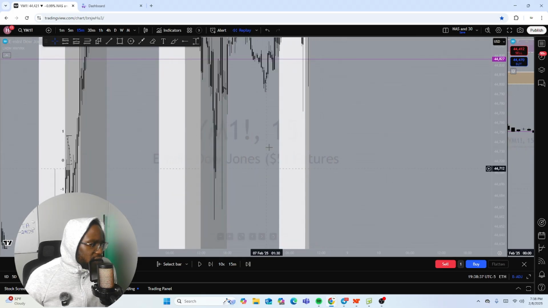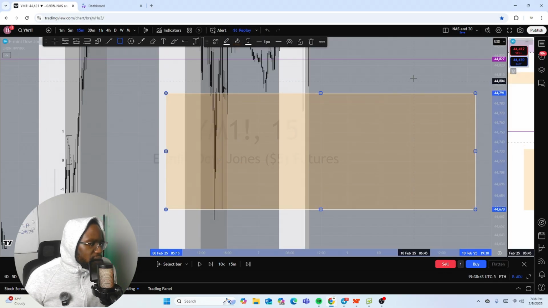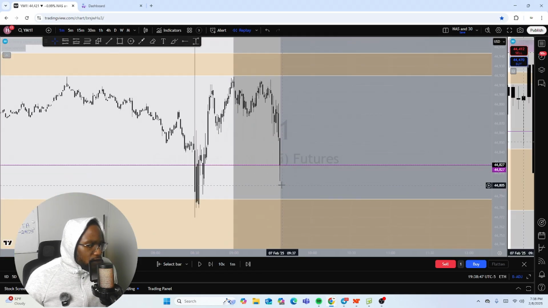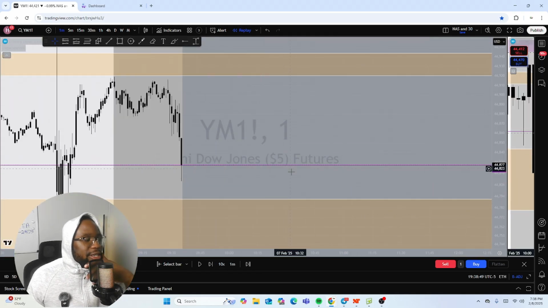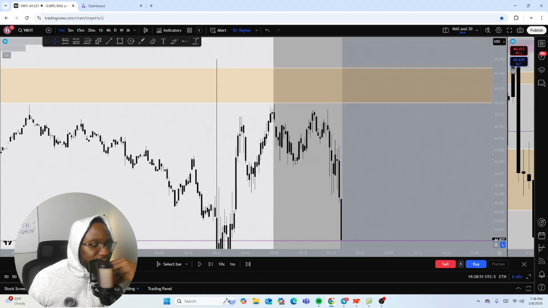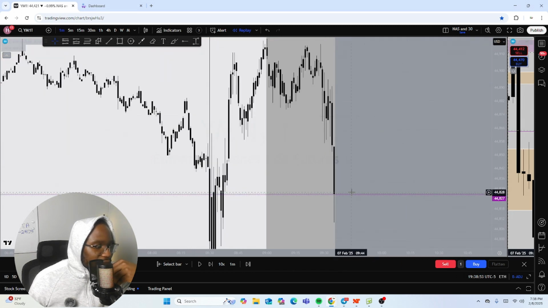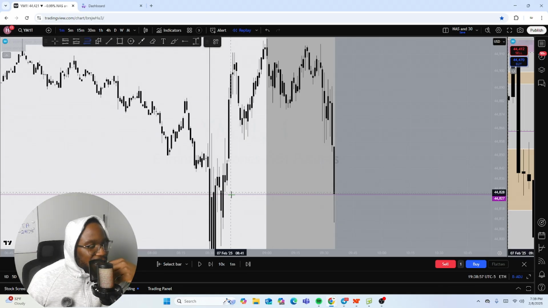I saw this wick down here, a huge wick on a 15-minute time frame. That's pretty much it. Price came down here and tested this area of interest, the purple line. This was another area of interest. All I wanted was for price to retest it and tap me in.